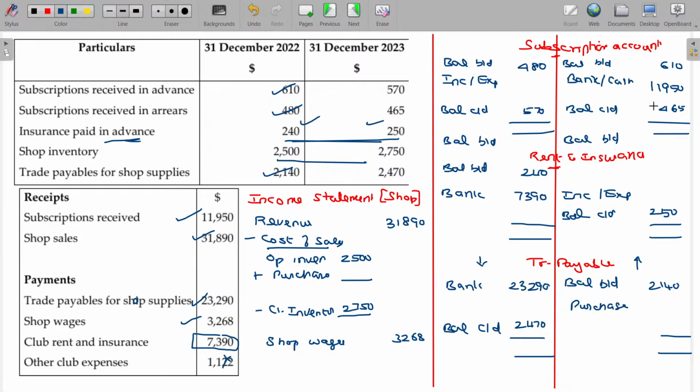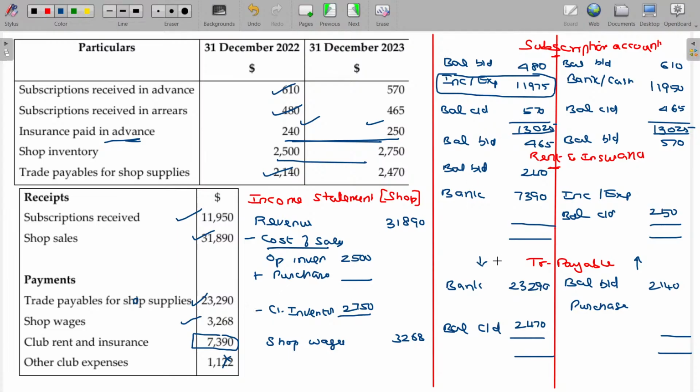Now you can close one after one from subscription account. We start from here 13,025. After subtracting these two values, the amount transferable to the income and expenditure account being 11,975. So here 570, here 465. The balance should be posted on the other side for the next year's first date.